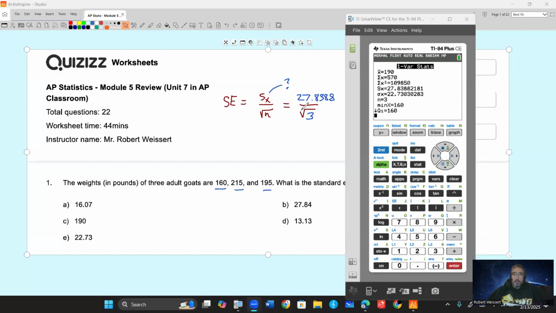So next step is just to divide those out, and you should get your answer. And I have 16.0727. Since I do have an answer that is basically that, 16.07, we have our answer. And that concludes this question.